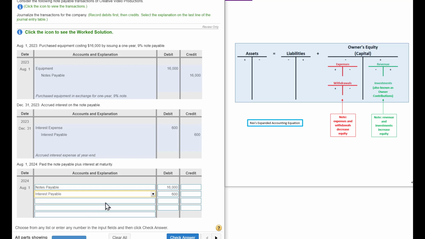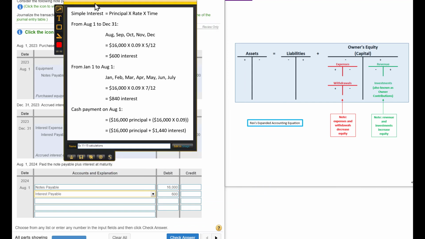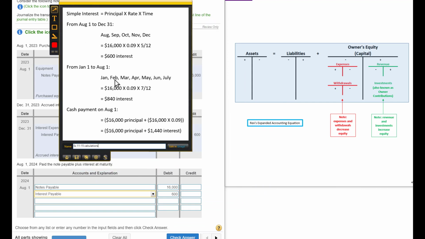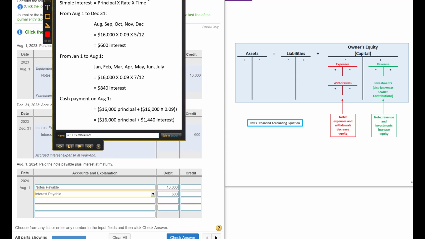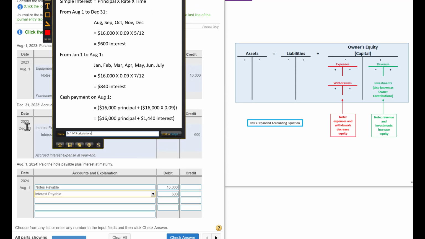And then we need to show how much interest has accumulated from December 31st to the beginning of August. So what months is that? That's January, February, March, April, May, June, July. So 1, 2, 3, 4, 5, 6, 7. So again, we have to show the interest that is accumulated from the end of December 31st through the beginning of August. So we can't count August. So that's 7 months.